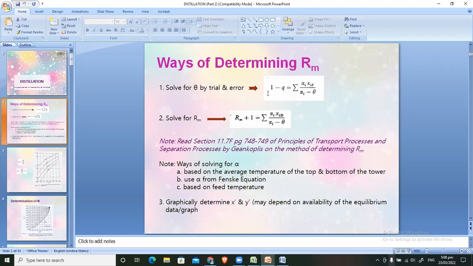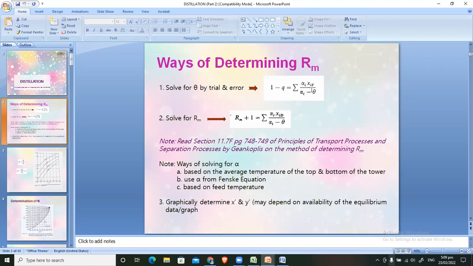It is equated to 1 minus Q in here. Read on John Couples on this particular section on how you go about determining Q by trial and error. But if we have a two-component feed to process in our steel, that's the one that I just mentioned a while ago.